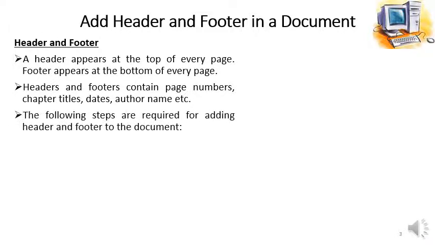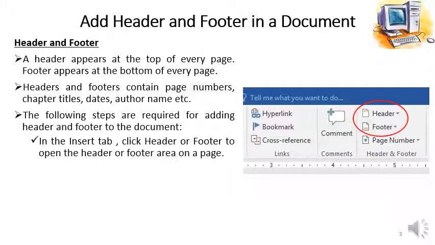The following steps are required for adding header and footer to the document. First of all, in the insert tab, we have to click header or footer, which is shown here in this image. This image is taken from the insert tab. First we have to click on the insert tab, and then inside it we will click on the header or footer to open the header or footer area on a page. We will see it practically in the video, then you will better understand how you can insert a footer or header in a Word document.